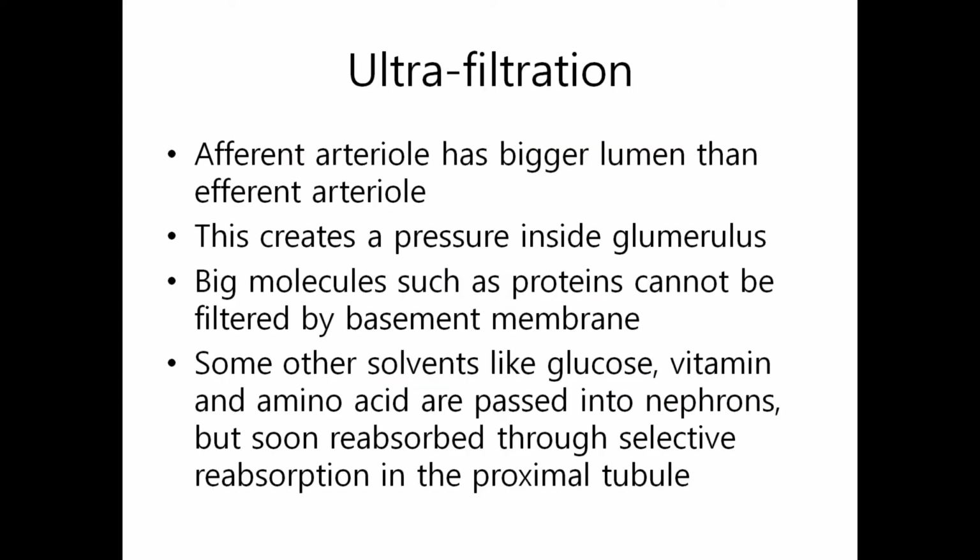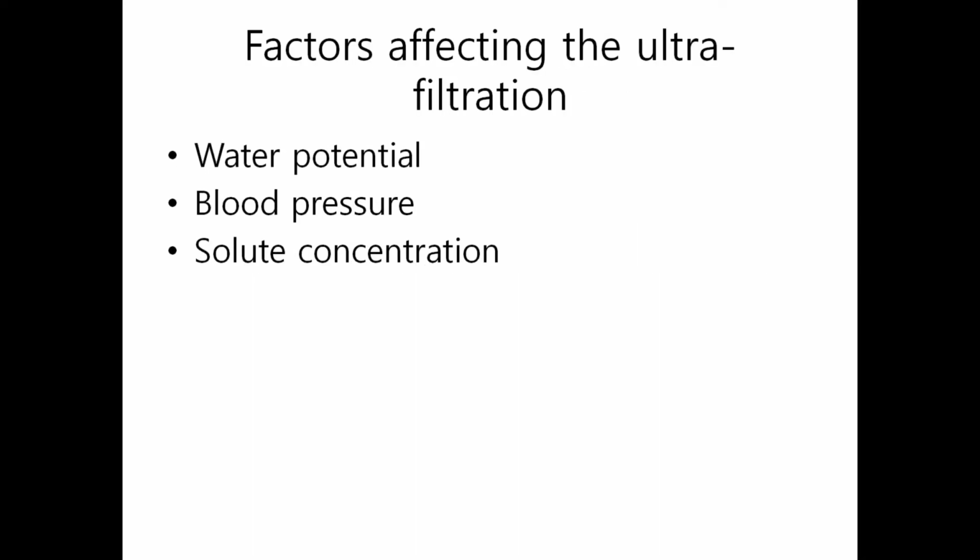Now, let's talk about ultrafiltration. In the glomerulus, the afferent arteriole has a bigger lumen than the efferent arteriole. This creates a pressure inside the glomerulus. Big molecules such as proteins cannot be filtered by the basement membrane. Some other solutes like glucose, vitamins and amino acids pass into the nephron, but are soon reabsorbed through selective reabsorption in the proximal tubule. These are three main factors that affect ultrafiltration.